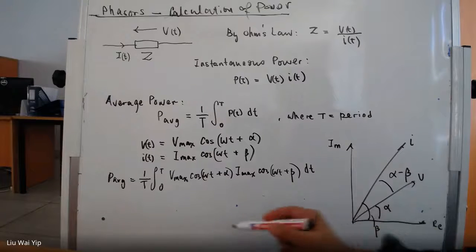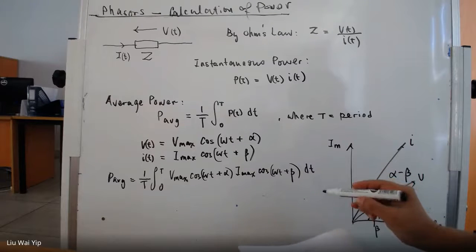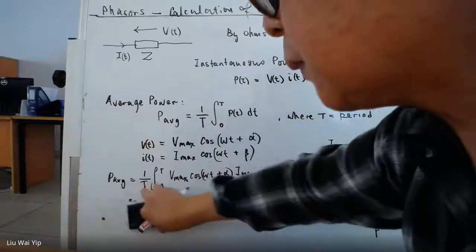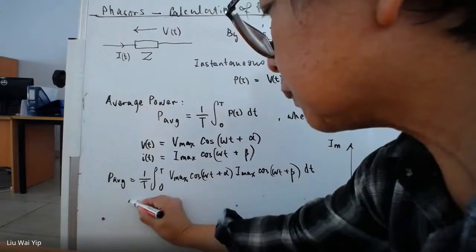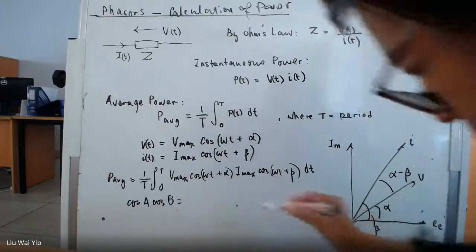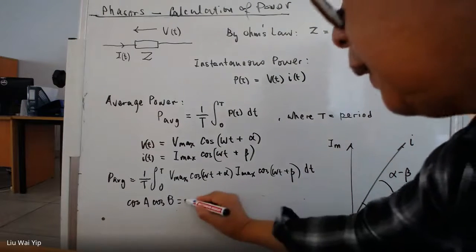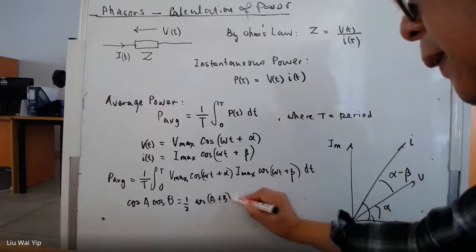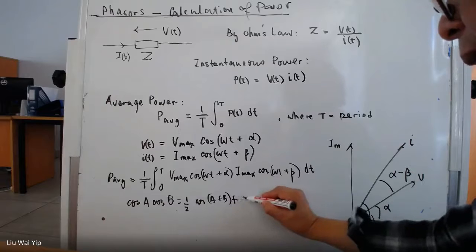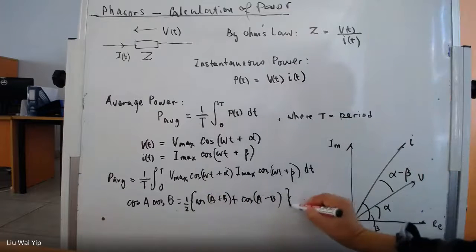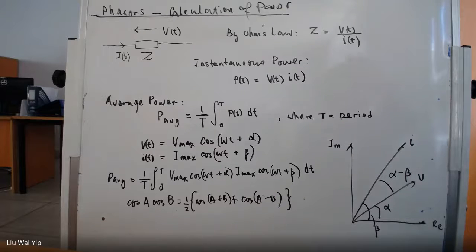We know that cos A cos B is actually equal to half of cos A plus B plus cos A minus B. So we use this formula to evaluate this integral.